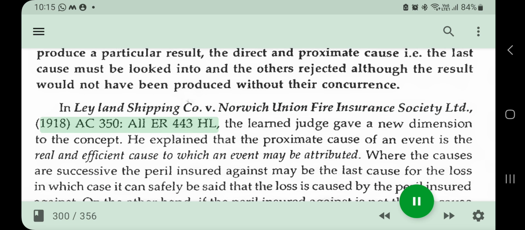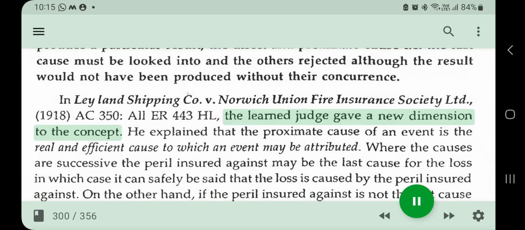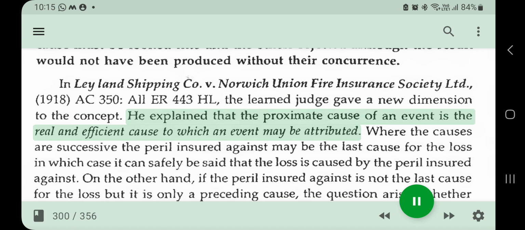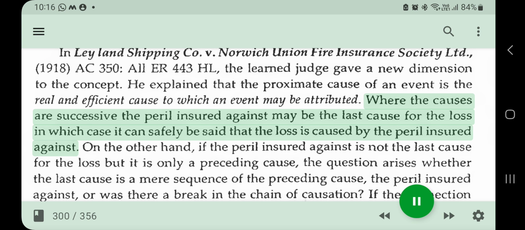1918, AC 350, All ER 443 HL, the learned judge gave a new dimension to the concept. He explained that the proximate cause of an event is the real and efficient cause to which an event may be attributed. Where the causes are successive, the peril insured against may be the last cause for the loss, in which case it can safely be said that the loss is caused by the peril insured against.